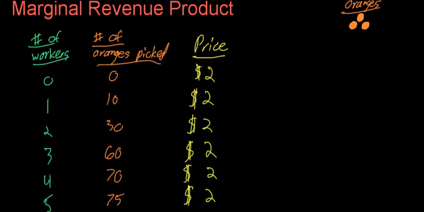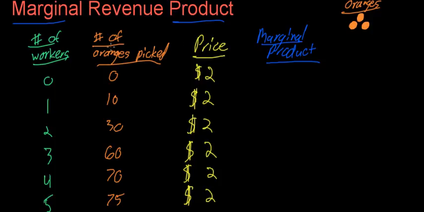So from previous videos, we should know how to calculate the marginal product. And that's where we're going to start. It's not the marginal revenue product, but it's just the marginal product. So that's going to be the first place to start. And so the marginal product of the 0, for the first column, we just don't calculate it. But now as we go from 0 workers to 1 worker, that first worker picks 10 oranges.